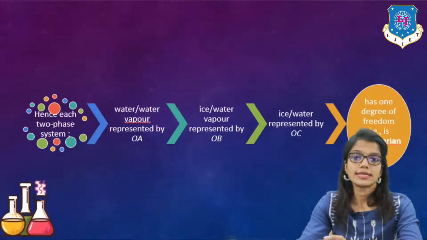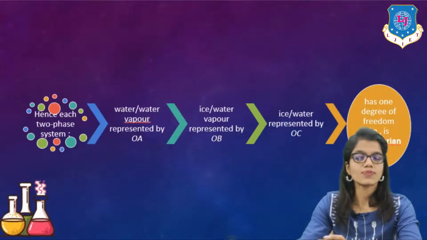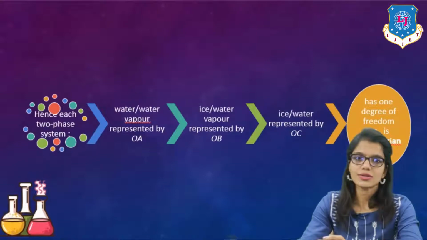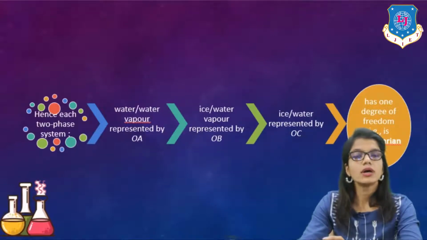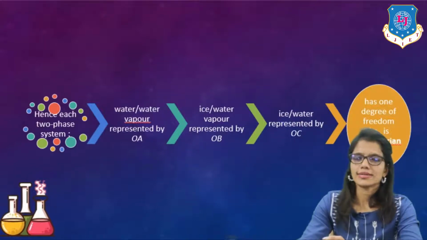After that, it has three different phases. Which three different phases are possible? Number one is solid or ice. Number two, liquid or water. And number three, gas or vapor. So ice in contact with water, in contact with vapor. This is how we can have three different phases and one component in contact with each other.